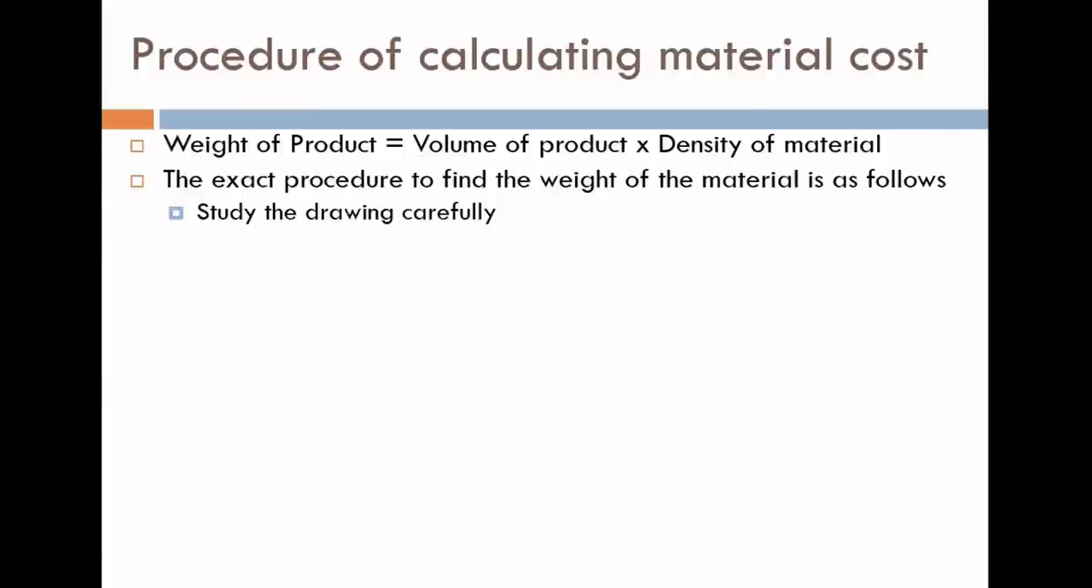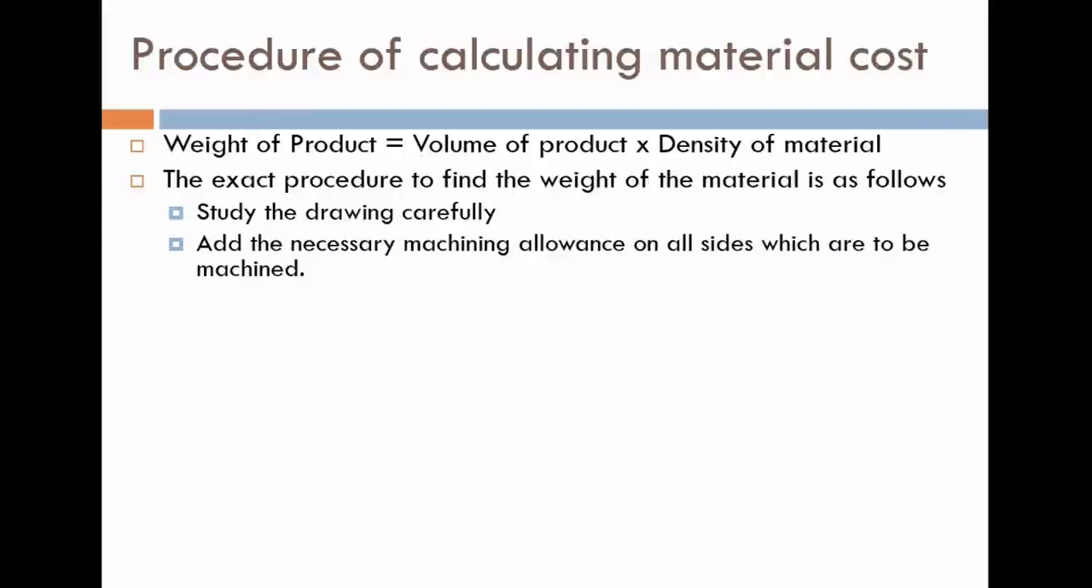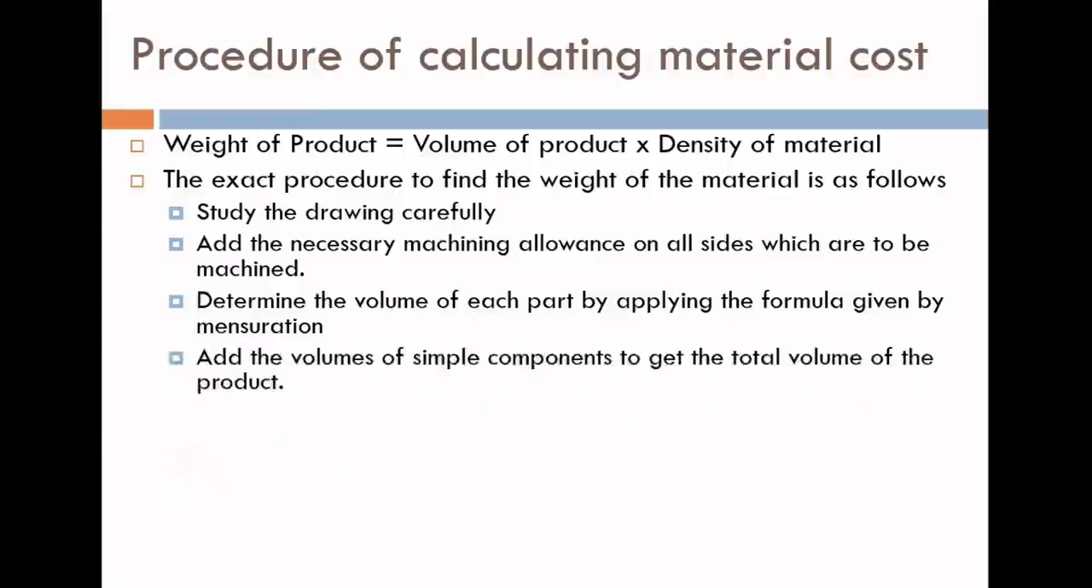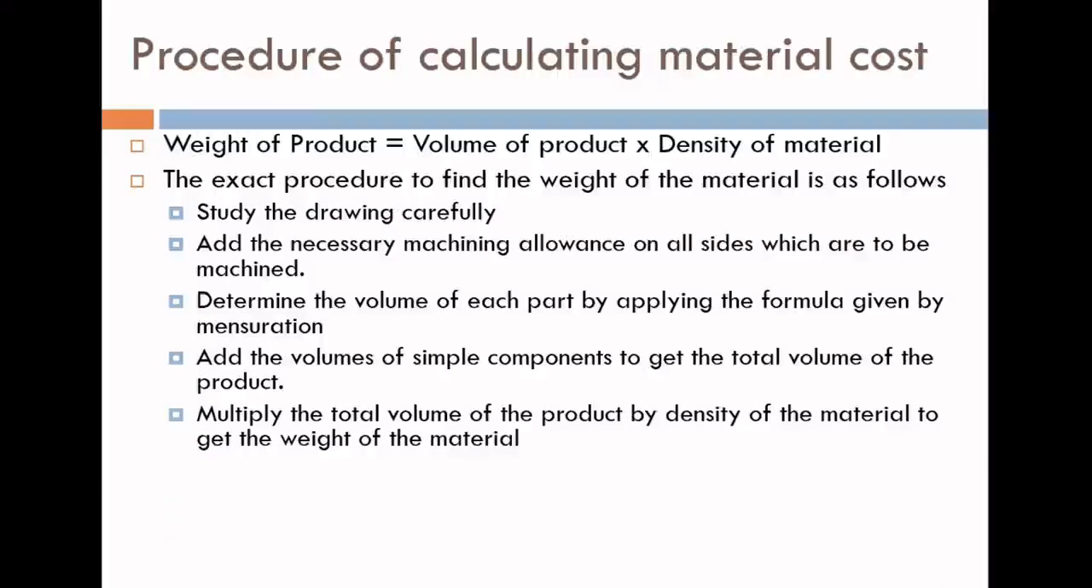Study the drawing carefully, add the necessary machining allowances on all sides which are to be machined. Determine the volume of each part by applying the formula given by mensuration. Add the volumes of simple components to get the total volume of the product, and then multiply the total volume of the product by the density of the material to get the weight of the material.